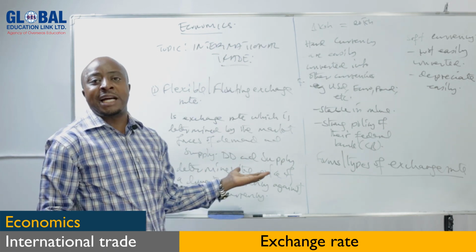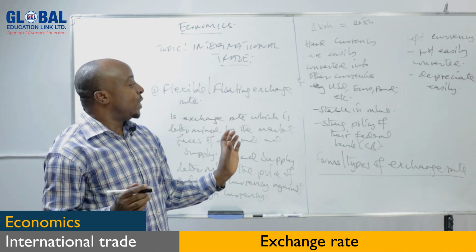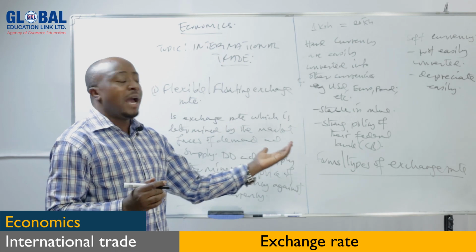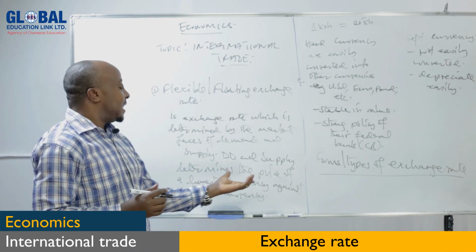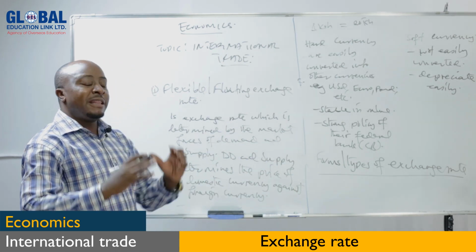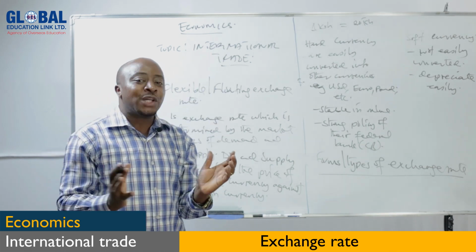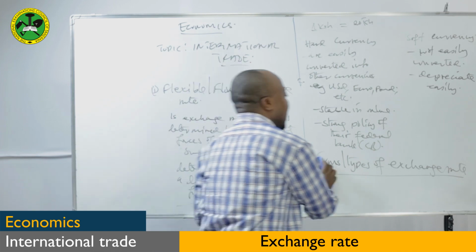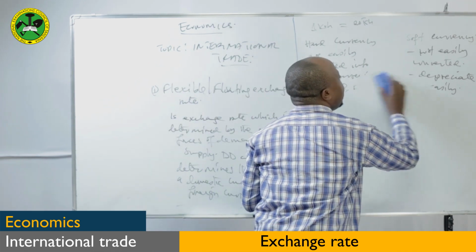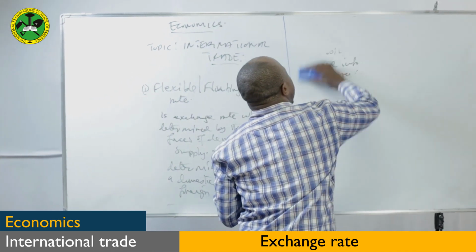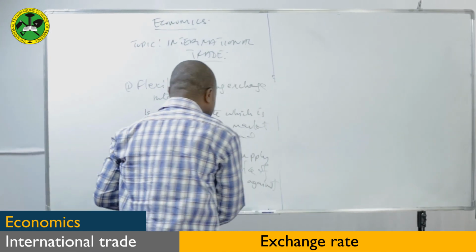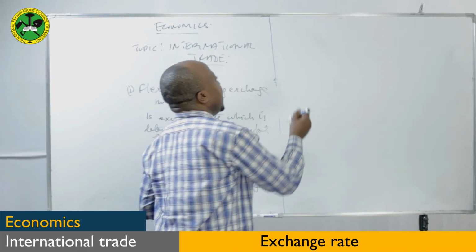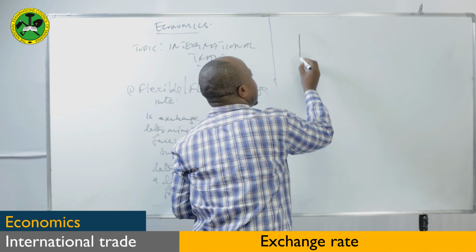Remember we said the exchange rate can also be defined as the price at which one currency is exchanged against other currencies. So it means the market forces of demand and supply interact to determine the exchange rate of that particular economy. Now, for example, consider the diagram below, how this exchange rate is determined. You can have a diagram like this.